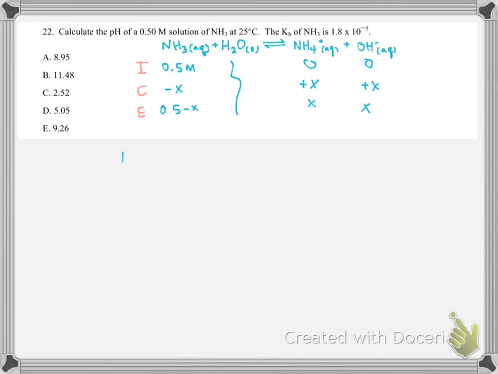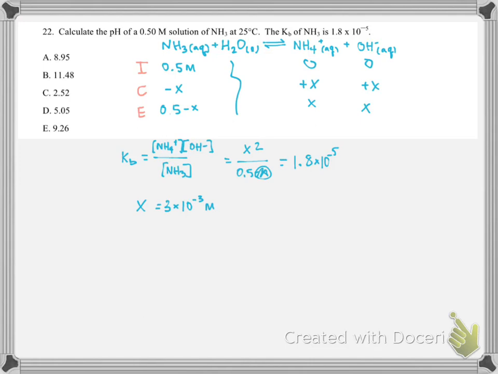So we can set up our Kb expression, which is going to be products over reactants. So we'll have our NH4 plus times the hydroxide divided by our NH3, which is going to be X squared divided by 0.5 minus X, which is equal to our Kb, which is 1.8 times 10 to the minus 5. And we say that Kb would be small enough to ignore any added or subtracted X's. And then we can multiply over and take the square root to solve for X. And so when we solve for X, we get that it is 3 times 10 to the minus 3 molar.